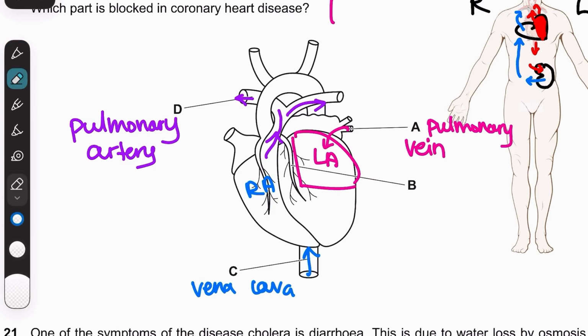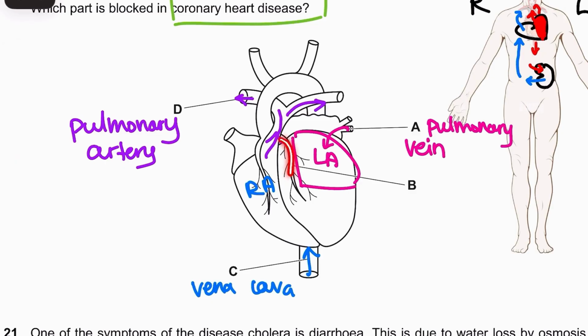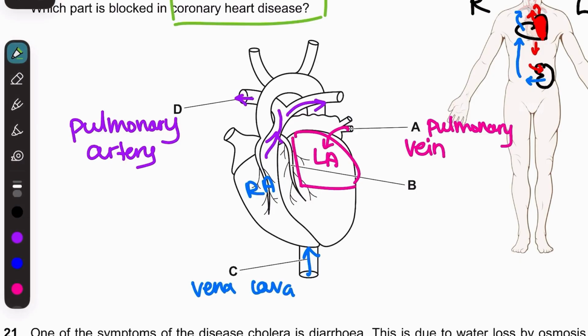I should really put this in green so that you guys make that association. So coronary heart disease is B here. So if you see this very thin blood vessel right there, that is the coronary artery. And when those are blocked, I encourage you to think about what happens. So it's like this very thin one right there.